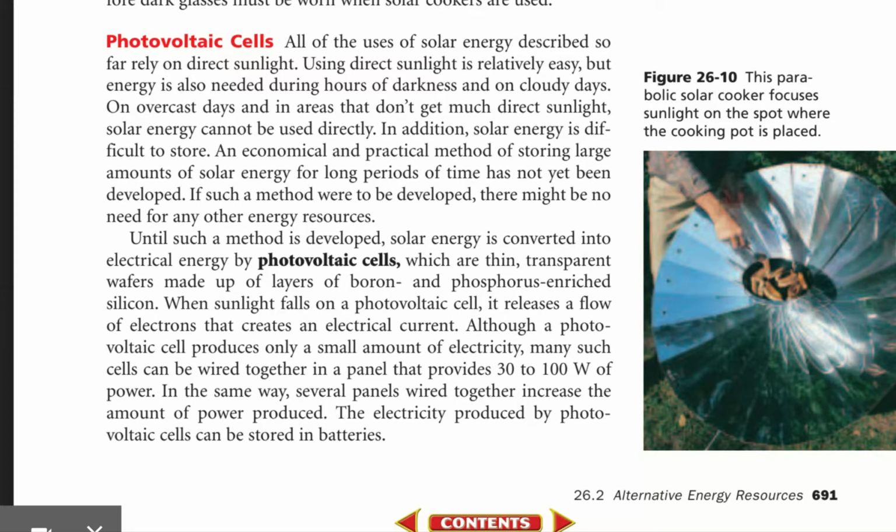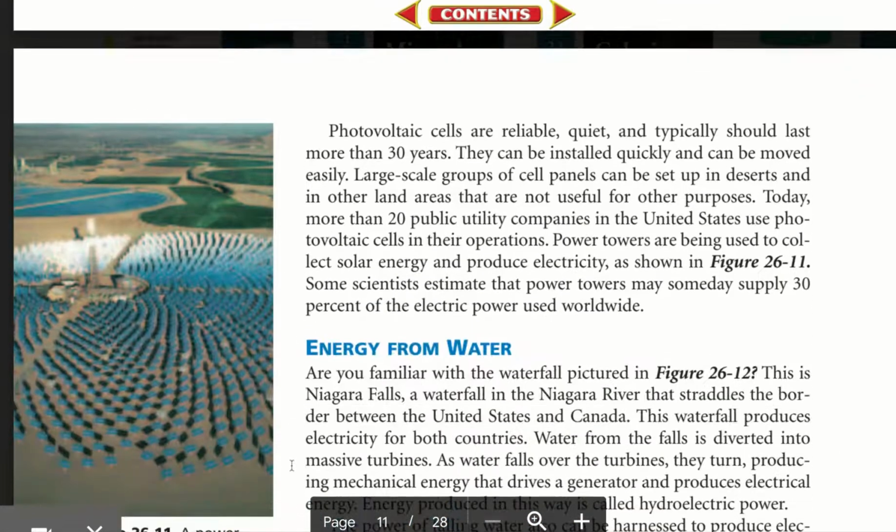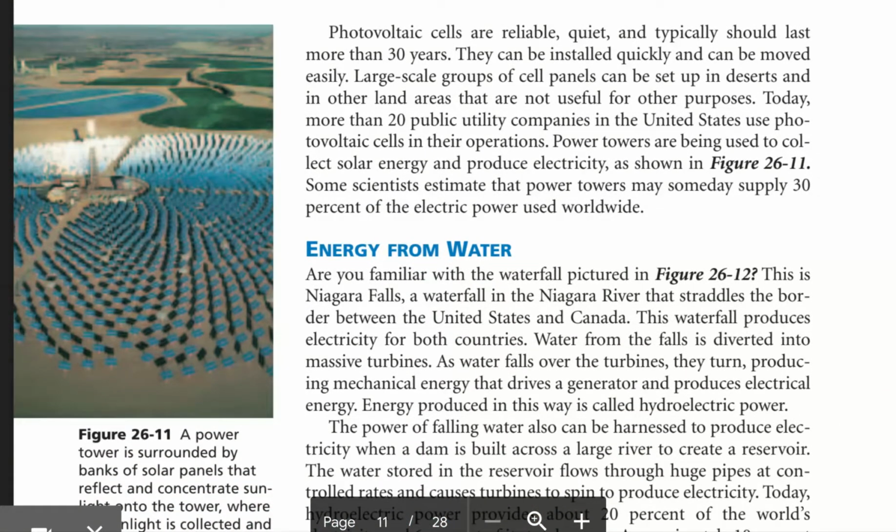In the same way, several panels wired together increase the amount of power produced. The electricity produced by photovoltaic cells can be stored in batteries. Photovoltaic cells are reliable, quiet, and typically should last more than 30 years. They can be installed quickly and can be moved easily.